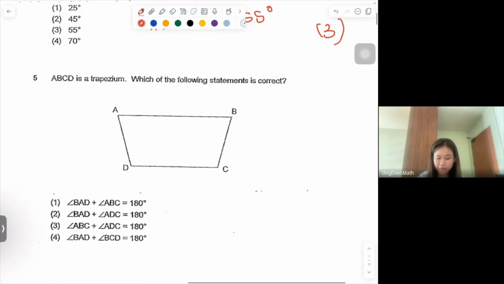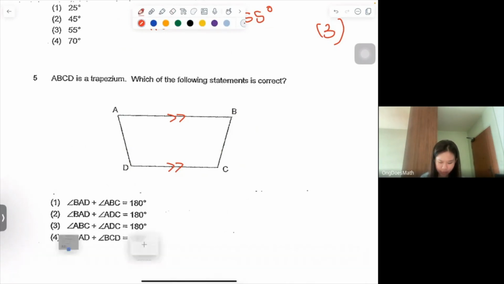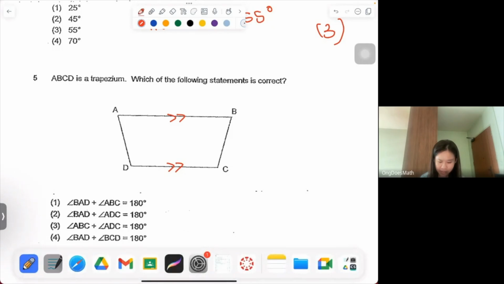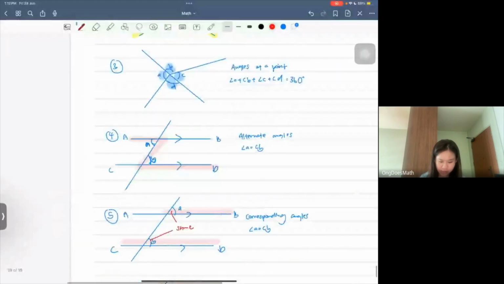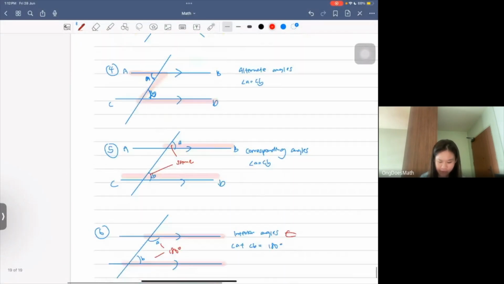Next we have a trapezium. What's so special about a trapezium is that only these 2 are parallel to each other. These 2 are not parallel to each other, so please remember that. Okay, so for this, can you recall which property we need to use? So two parallel lines, right? So we can either use option 4, option 5, or option 6.